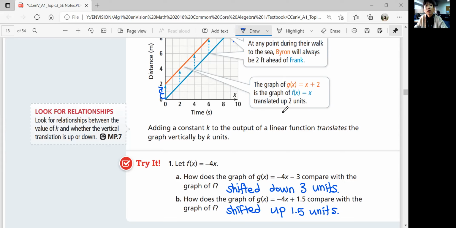Okay, so adding a constant to the output just simply means this whole thing is a rule for your output. So we just add a constant k. If k is negative, you go down. If k is positive, you go up. You will learn later how to add a constant to the input, but adding a constant to the output you have to learn first because it's easier and less complicated.